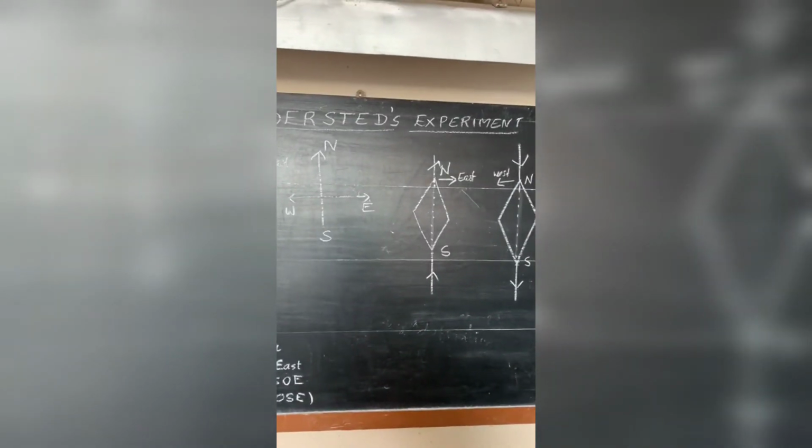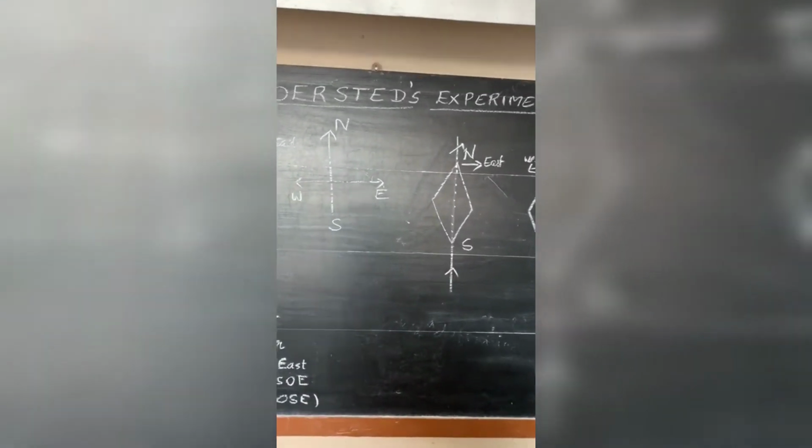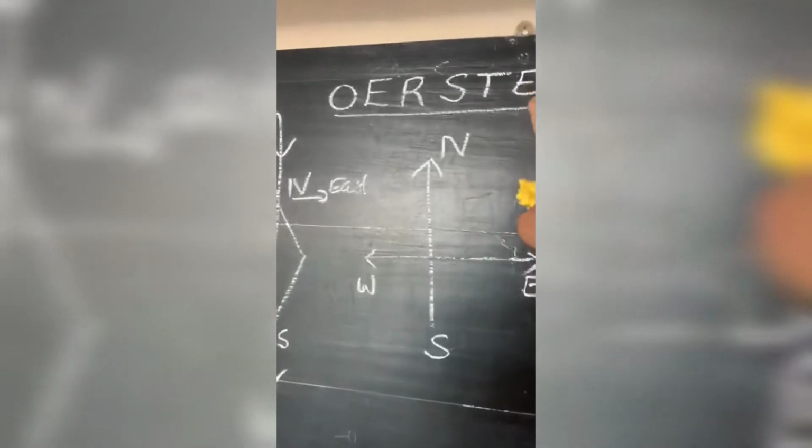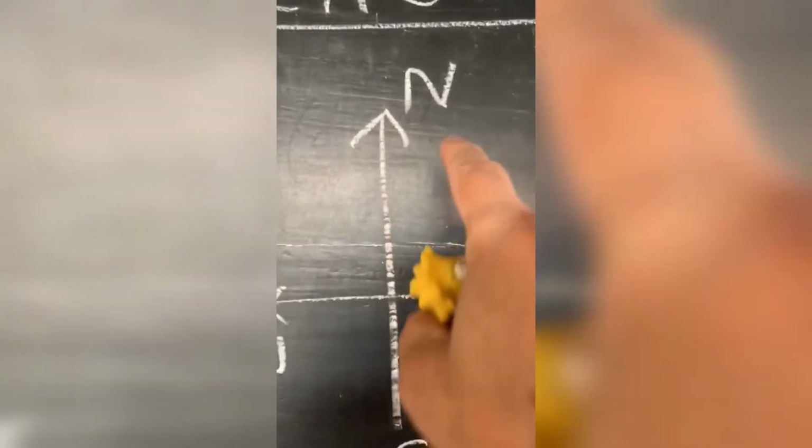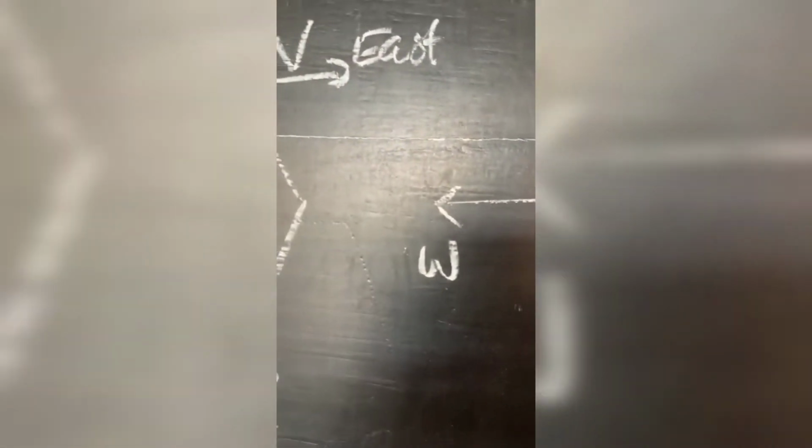I am going to take Oersted's experiment, which is the first portion in the syllabus, which is not given in your textbook. For that, I am using my friend, this fellow. We are going to study Oersted's experiment. You know, north, south, east and west are represented like this.